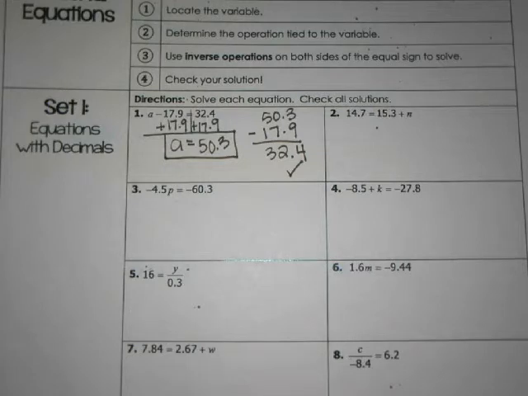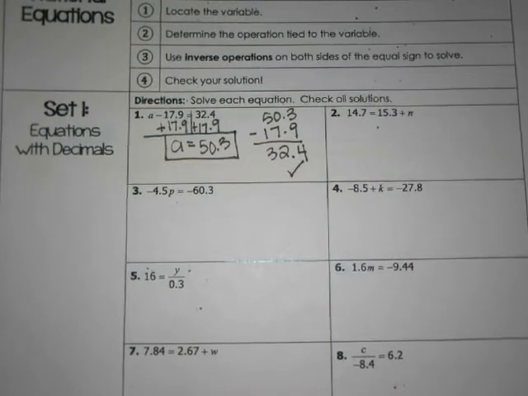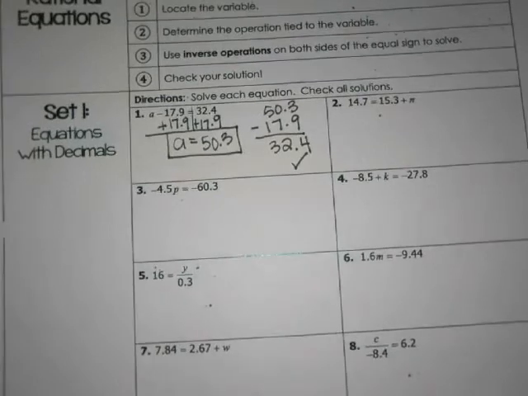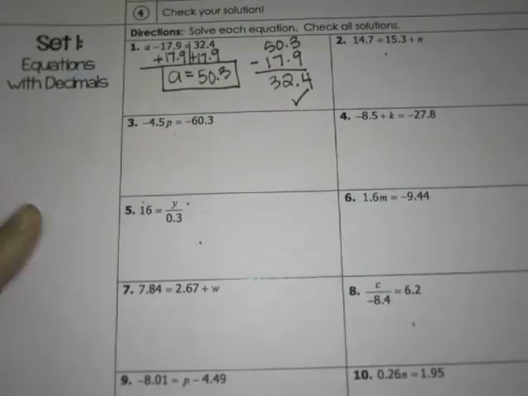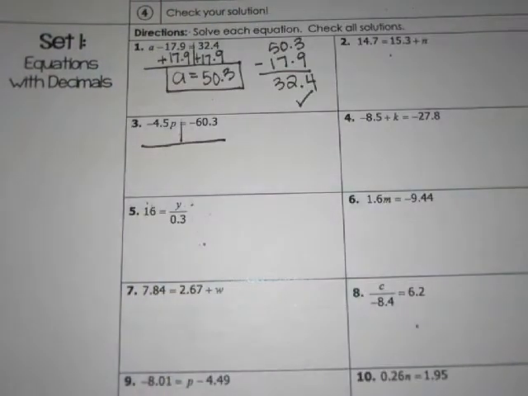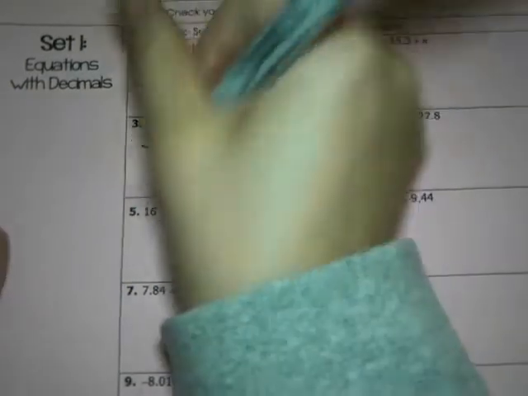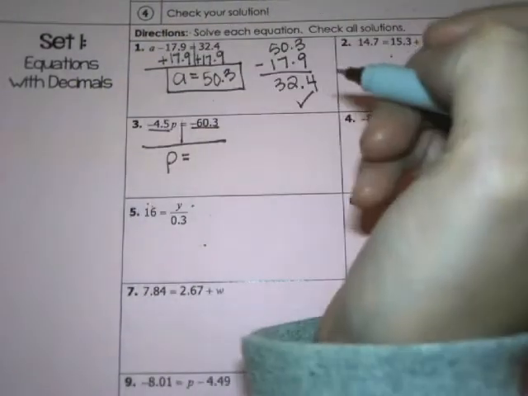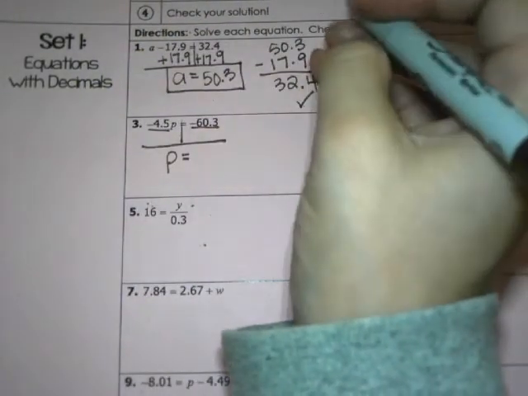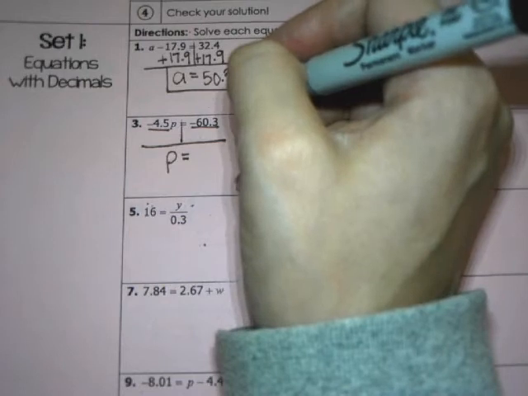Same process. Does that make sense, guys? Okay, only tricky part is they're decimals, right? All right, number 3. Draw that line. I still want to get P all by itself. What do I have to do to get P all by itself? Divide by what? Do I divide by a positive 4.5 or a negative 4.5?